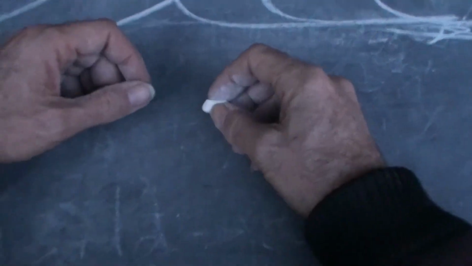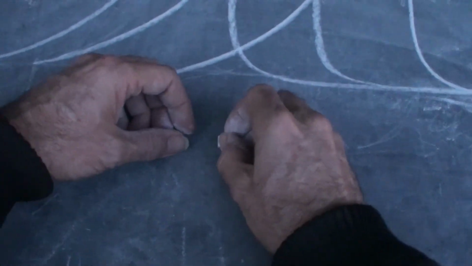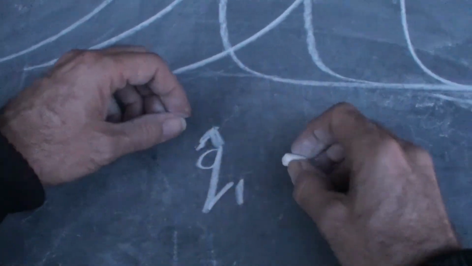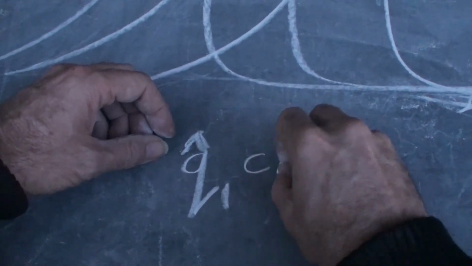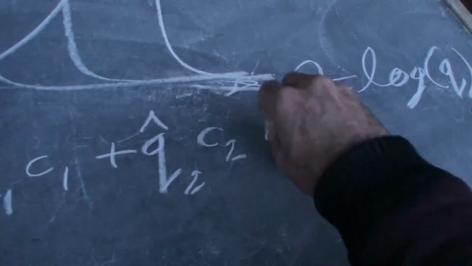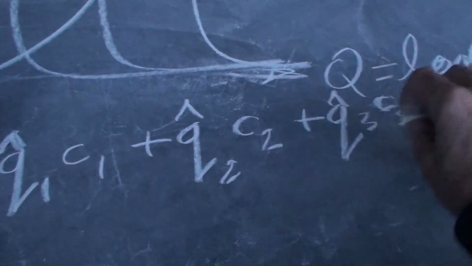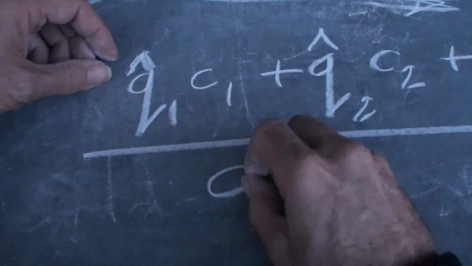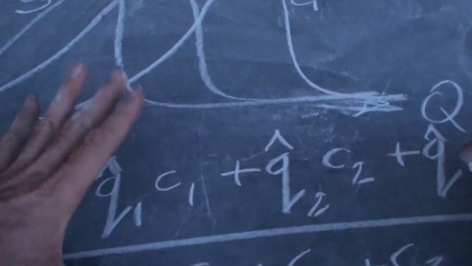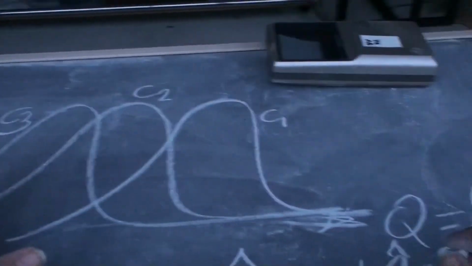So we take this weighted sum. We're going to take the estimate of Q1 times C1, plus the estimate of Q2 times C2, plus the estimate of Q3 times C3, weighting those by the certainty functions, divided by C1 plus C2 plus C3. So we take this weighted sum of the certainties in order to calculate the actual final output image.